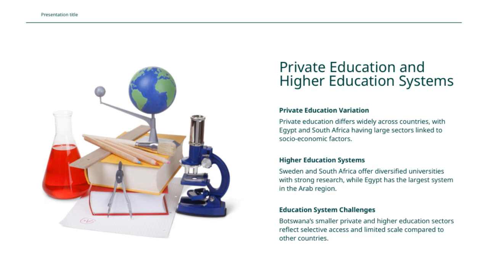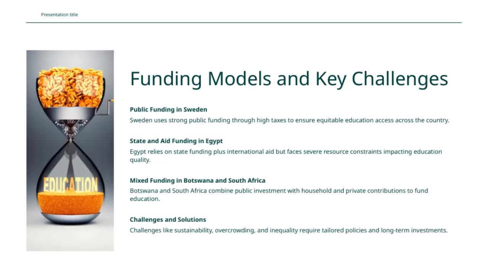Now, when we look at challenges within these systems, Botswana stands out because its private and higher education sectors are smaller and more selective. This limited scale and access reflect a more controlled approach, which contrasts with the broader, more inclusive systems seen elsewhere. Overall, these differences highlight how socioeconomic factors, government policies, and regional contexts shape private and higher education across Africa.